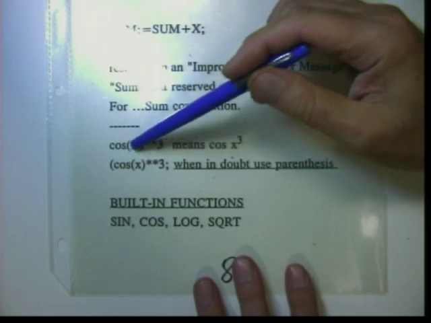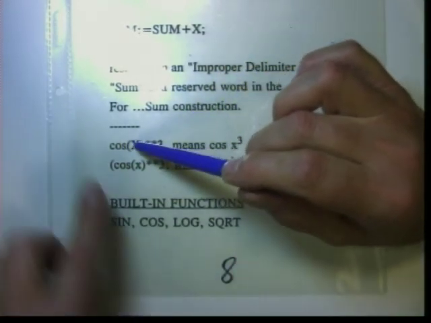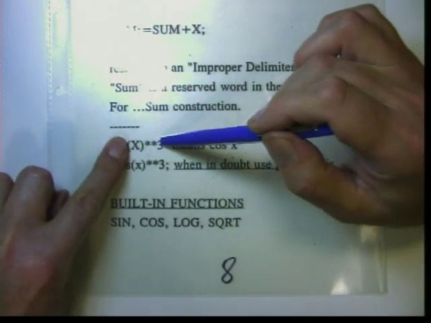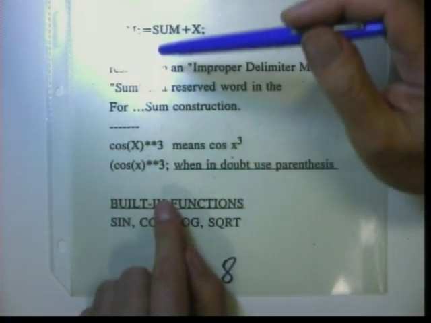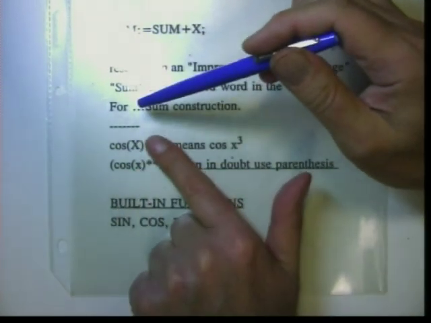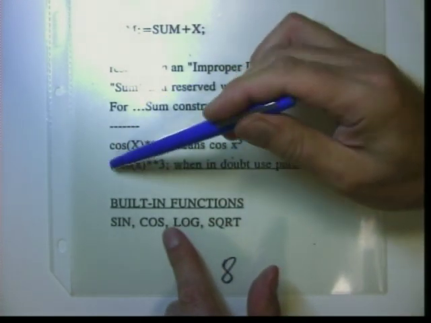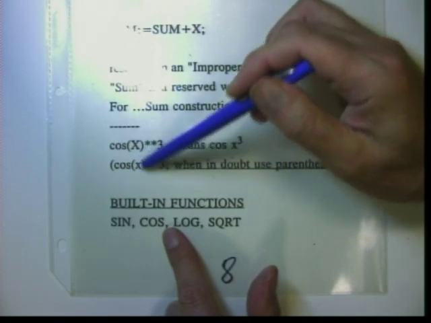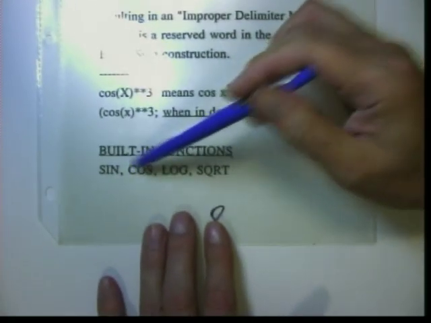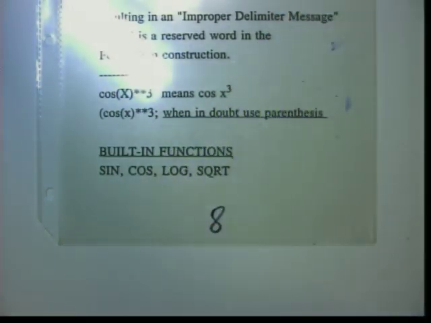For example, if you write cosine x cubed like this, it means cosine x cubed. When in doubt, use parentheses. So if you want cosine x to be cubed, then there should be one more parenthesis, I forgot. Here cosine x, then parentheses here, and cubed. There are built-in functions, say sine, cosine, log, square root, etc. You don't have to define them. They are known by the computer, so to say, by this program.